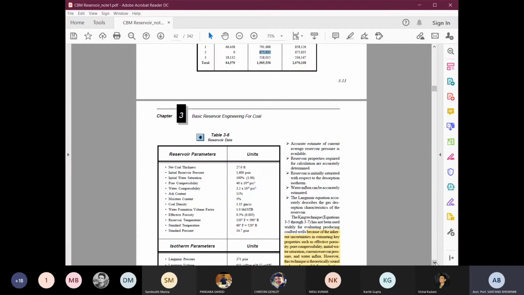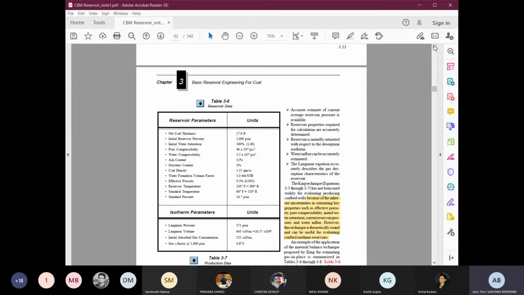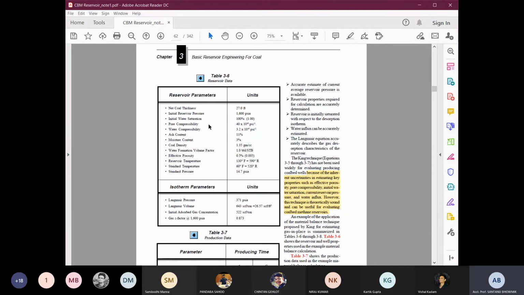Now, as you have seen, for gas in place calculation, the reservoir data and the production data are required, as we have discussed. So as you can see, they have shown you some data in Table 3.6. And you must notice the units also.